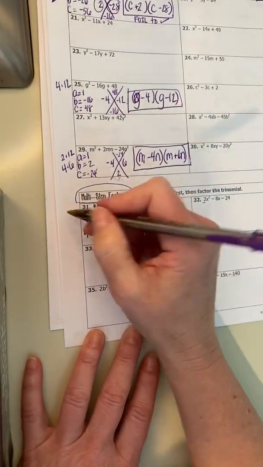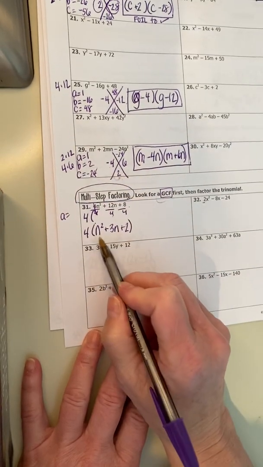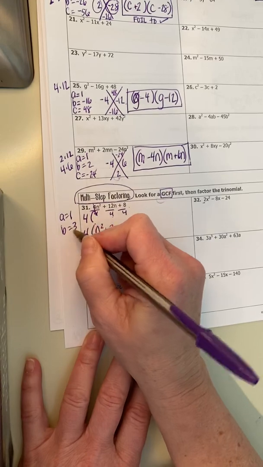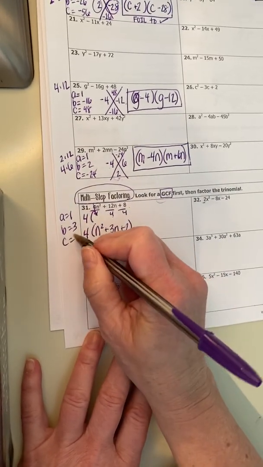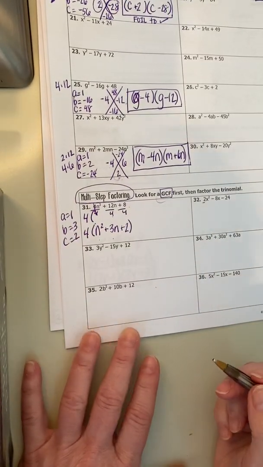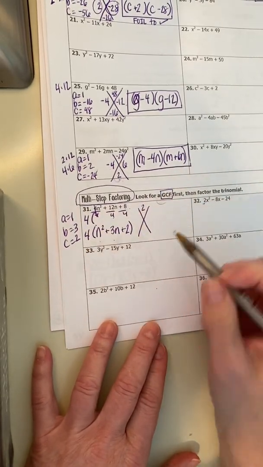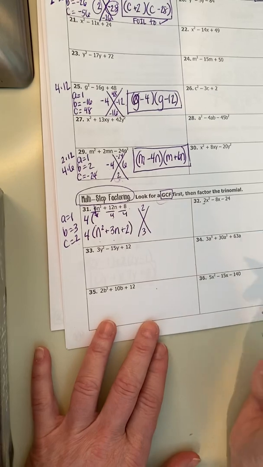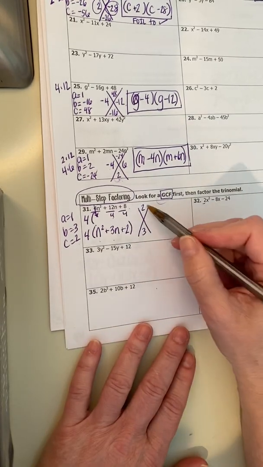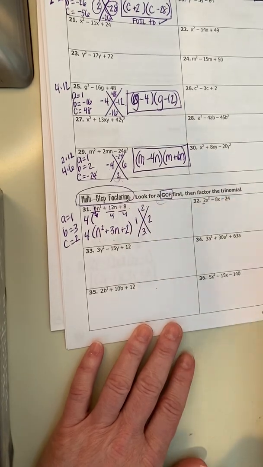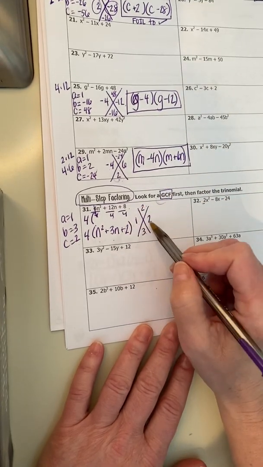So now I'm going to go over here. My A value for this is now 1. My B value is a 3. And my C value is a 2. So 1 times 2 is 2. B is 3. I need two numbers that multiply to 2 but add to 3. Oh, that's just a 1 and a 2. 1 times 2 is 2. 1 plus 2 is 3.